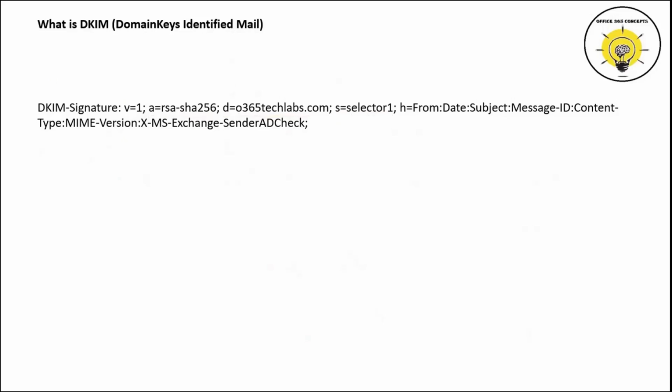The next values that we can see within this signature are from, date, subject, message ID, and MIME version. These are the headers that were included within the email when this email was digitally signed.